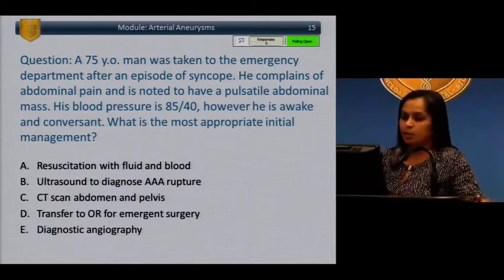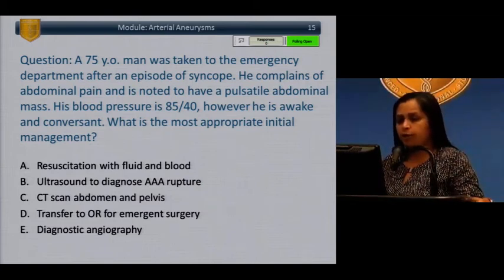A, resuscitation with fluid and blood. B, ultrasound to diagnose AAA rupture. C, CT scan of the abdomen and pelvis. D, transfer to the OR for emergent surgery. Or E, diagnostic arteriography.